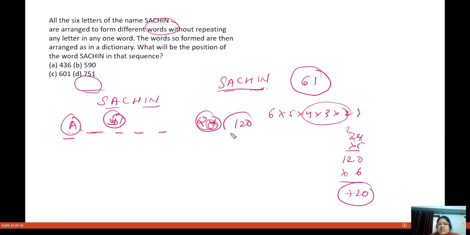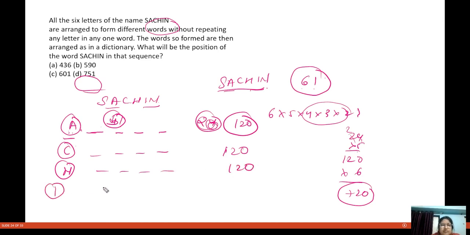So how many words with A being the first letter will be present? 120. Okay, fine. Then what will come? C will come. Then all the permutations of C will take place. So you have 5 letters left, again 120 words. Then H will come, then again 120 words, then I will come, then again 120 words. How many words? 480 words have already been crossed.